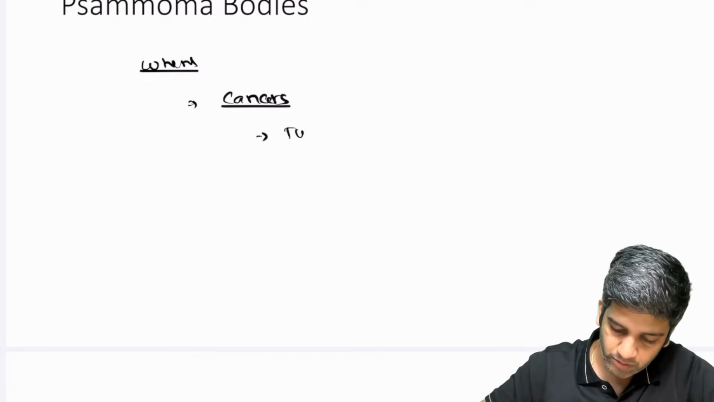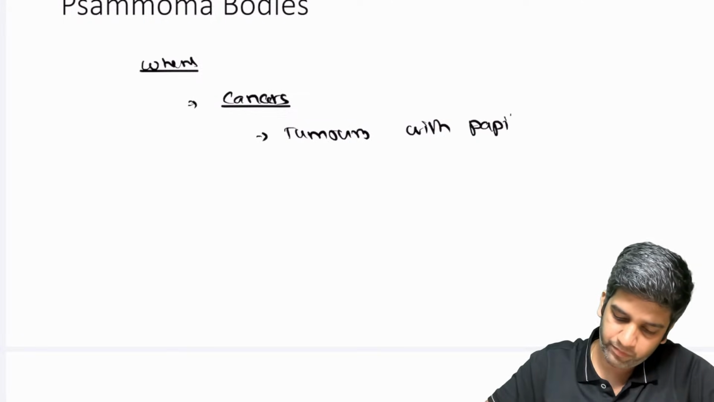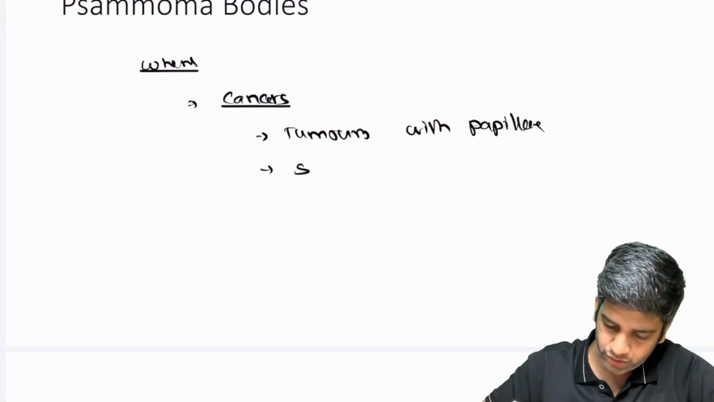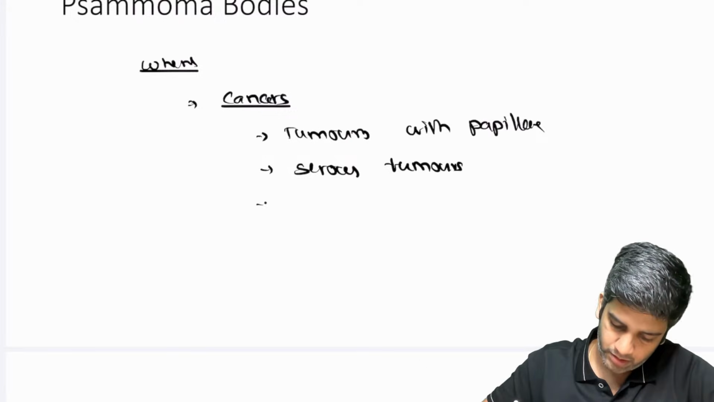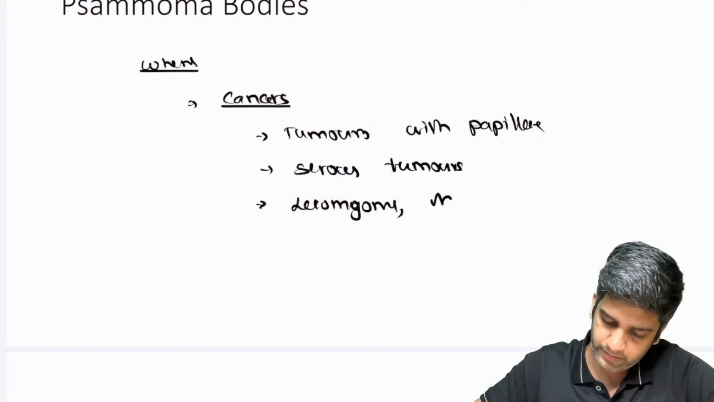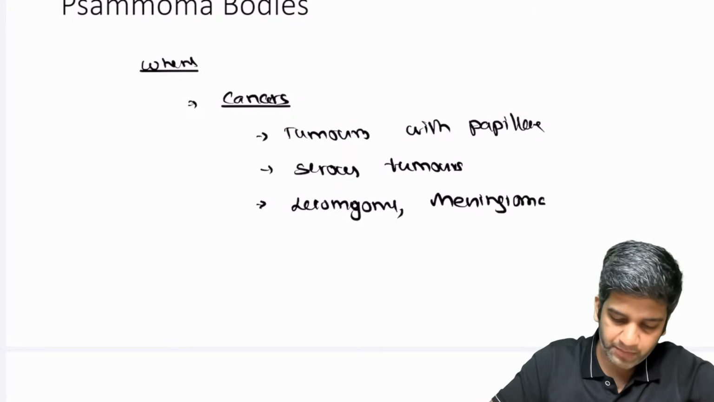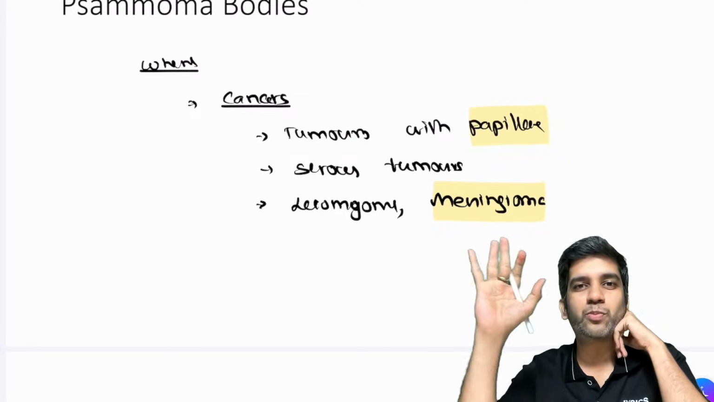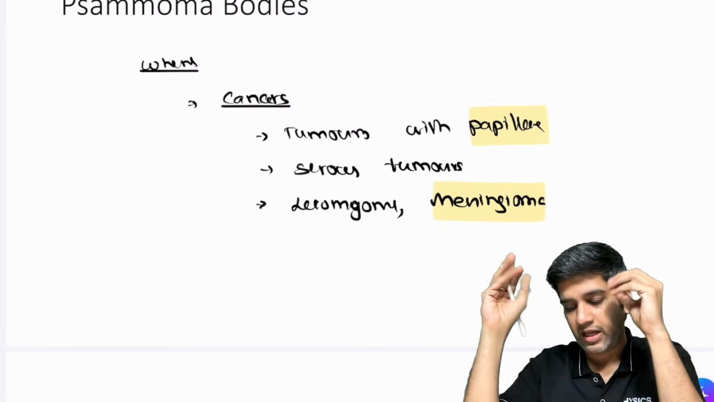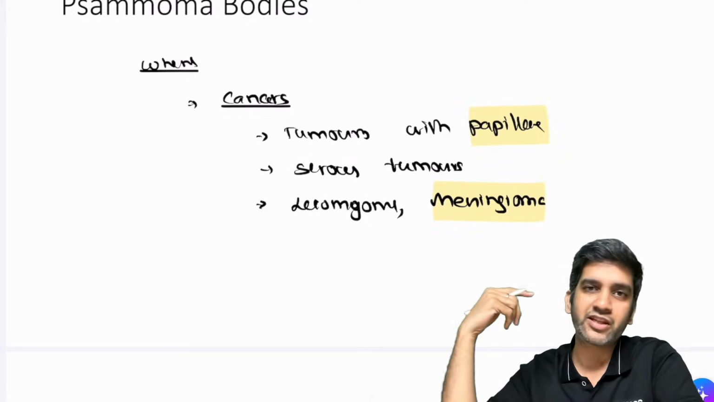Or write tumors with papillae. Serous tumors, that's again a tumor which will have papillae. Leiomyoma and meningioma. As an examiner, for basics for me to pass, I'll expect meningioma to be there and at least one tumor, papillary carcinoma thyroid. If you just want to pass MBBS, then use papillary carcinoma thyroid and meningioma. That should be enough. That's a bare minimum. The rest everything, I'm sure you'll remember, right?